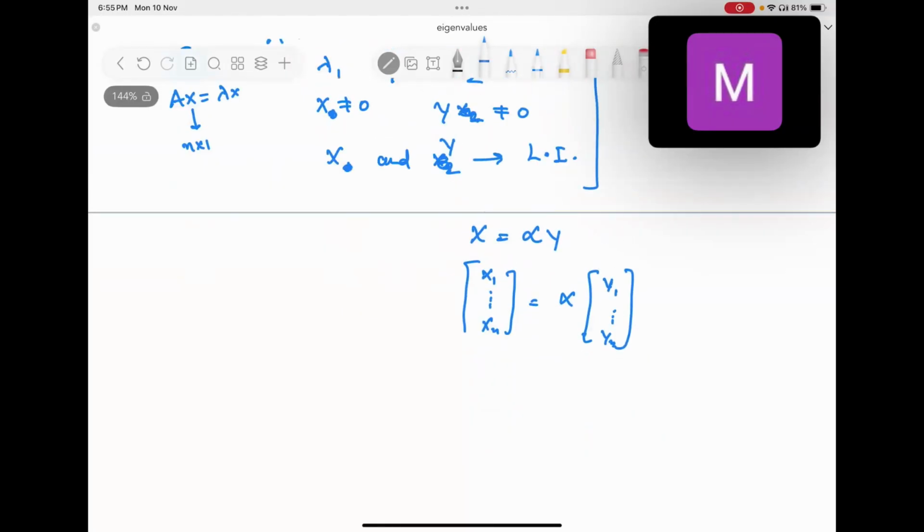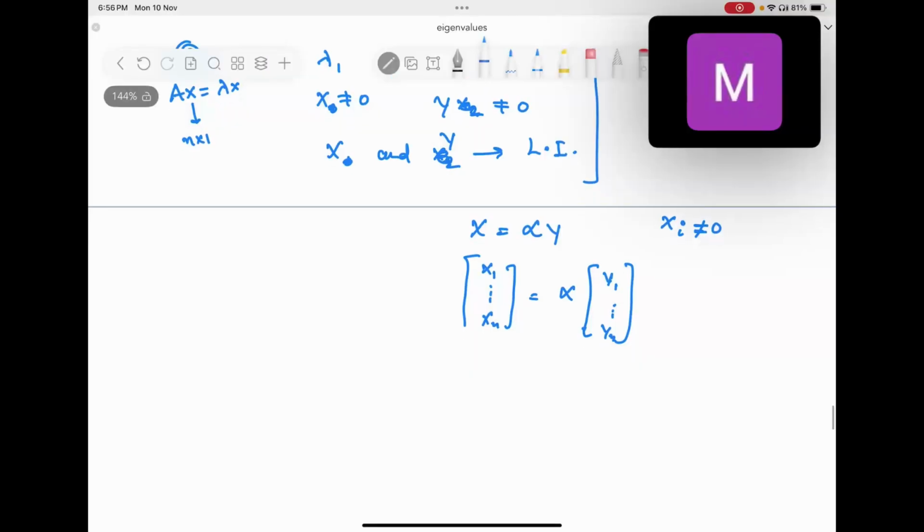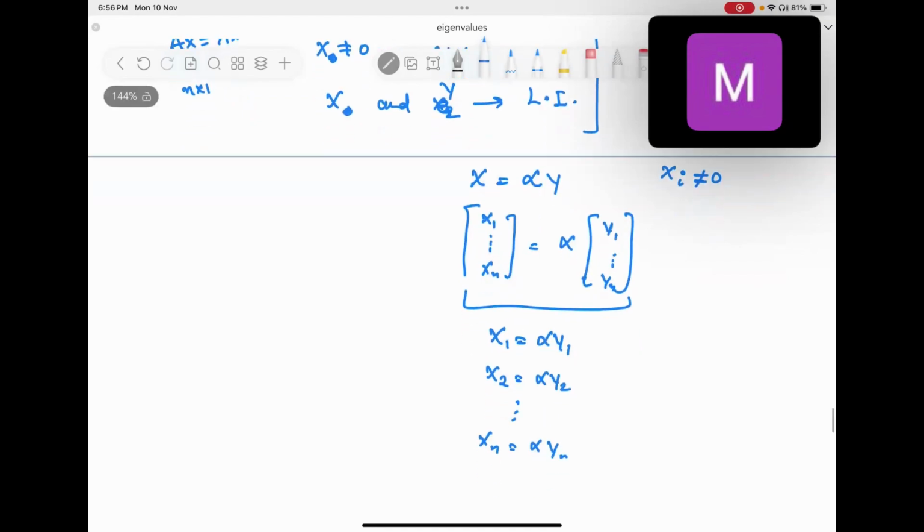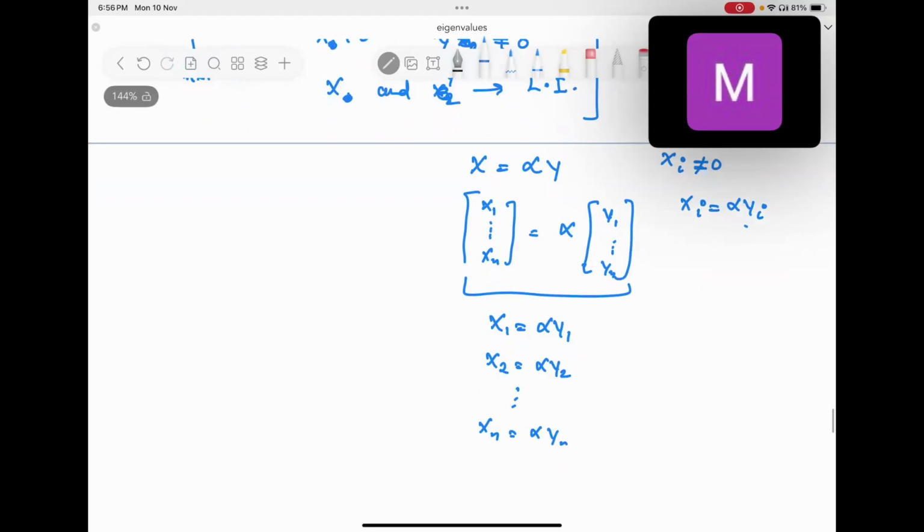We are saying x is non-zero, so the sum of xi is non-zero, because x is not 0, right? And what is the meaning of this? The meaning is x1 equals alpha y1, x2 equals alpha y2, and similarly xn equals alpha yn, right? Now this xi equals alpha yi, right? So can yi be 0?